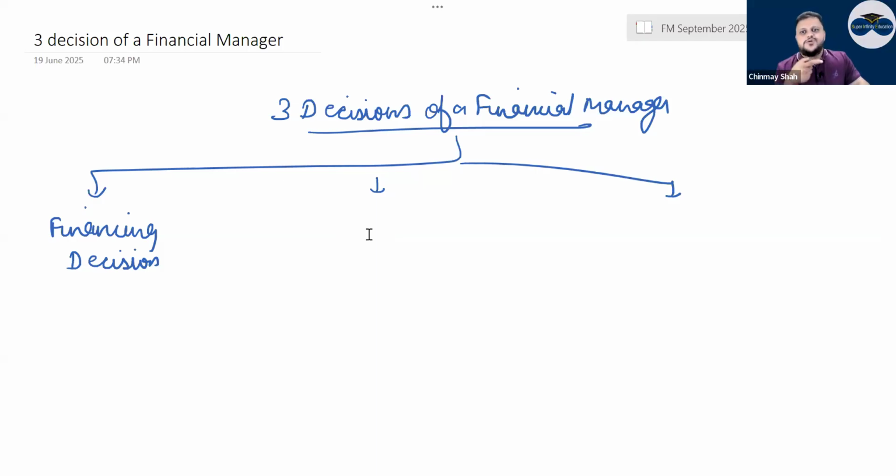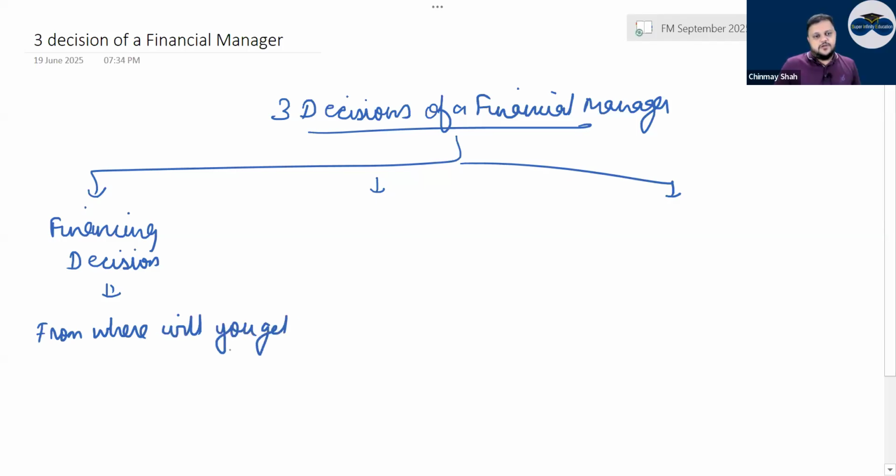I told them to finance this from where? Debt. 10 crores you bring from equity, 5 crore you bring from debt. Accordingly, we will work it out, correct? So from where will you get the money? So whenever a financing decision is to be taken, the financial manager will answer the question of what? From where will you get the money?